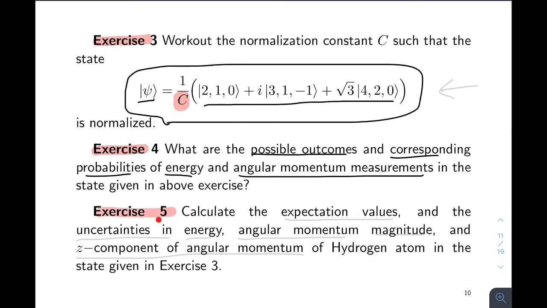In exercise 5, you again consider the system in state psi and work out the expectation values and uncertainties in energy and angular momentum magnitude, and z component of angular momentum measurements.